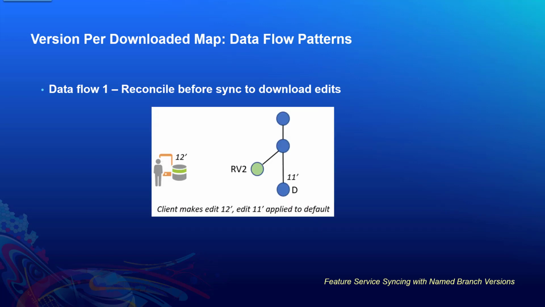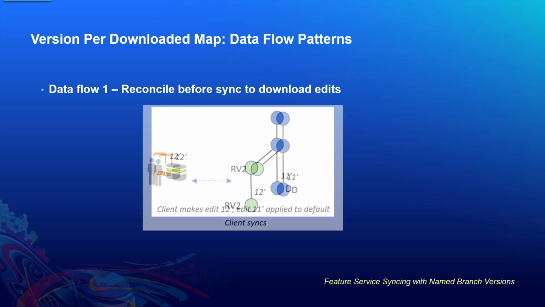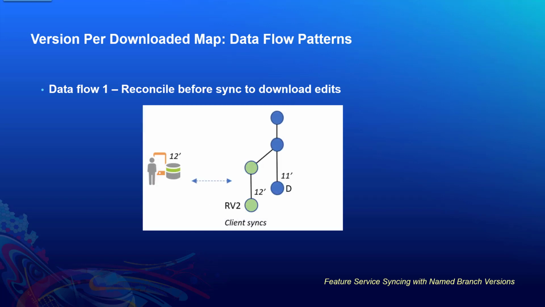Now, the mobile editor makes edit 12 prime in the field, and someone back in the office makes edit 11 prime on default. On the next step, the mobile editor calls sync. What that's going to do is upload 12 prime to the replica version, but it's not going to download 11 prime. That's because we didn't reconcile prior to sync.